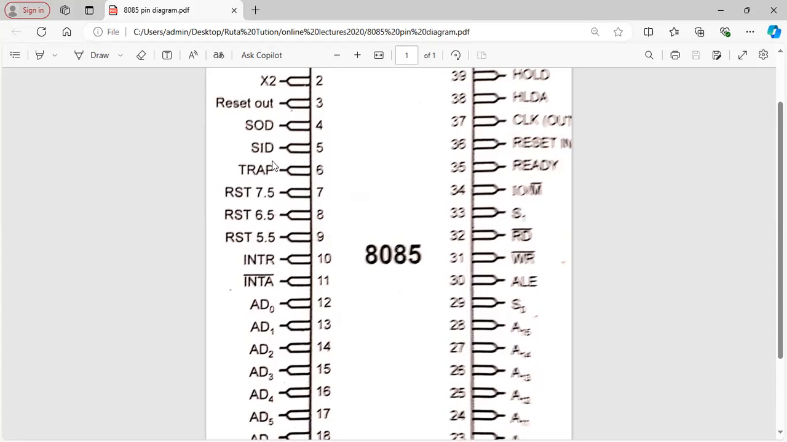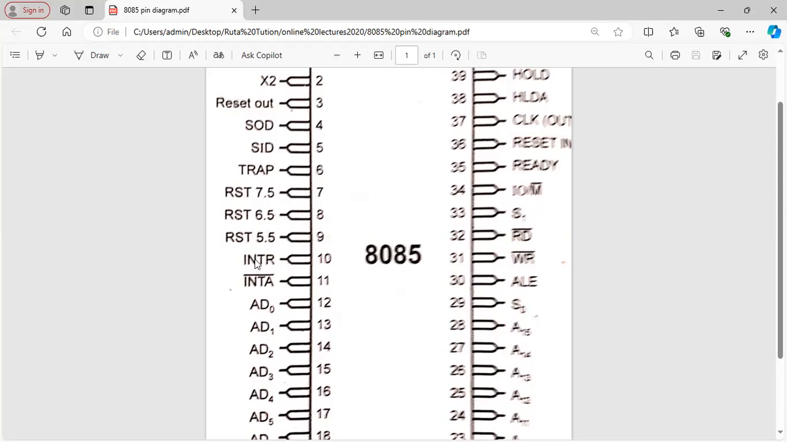TRAP is an input pin, the highest priority hardware interrupt, a non-maskable interrupt. It is a vectored interrupt, so control will be transferred to location 0024. Similarly, RST 7.5 is the second highest priority interrupt, a maskable interrupt. The control will be transferred to 003C, therefore it is a vectored interrupt. Similarly, for RST 6.5 and 5.5, you have to write.